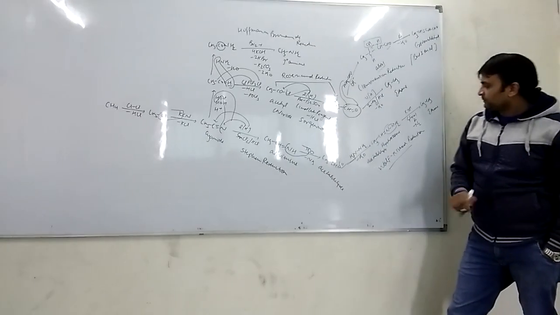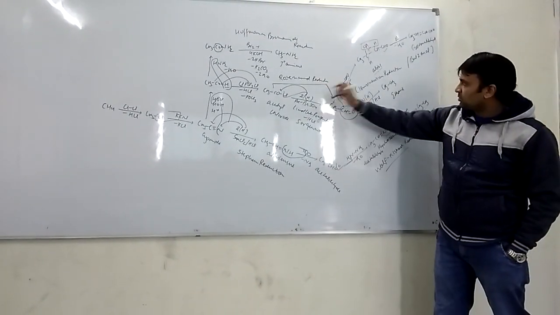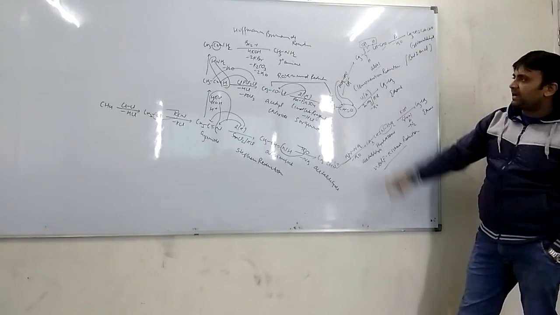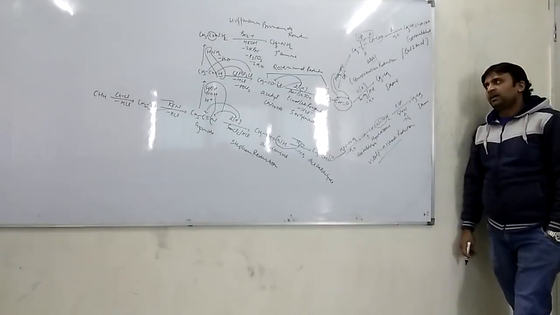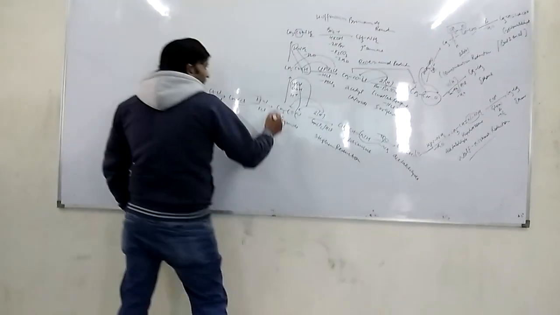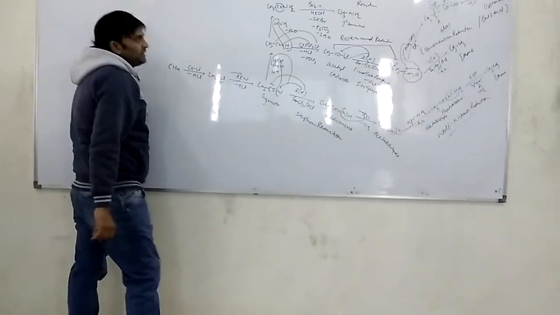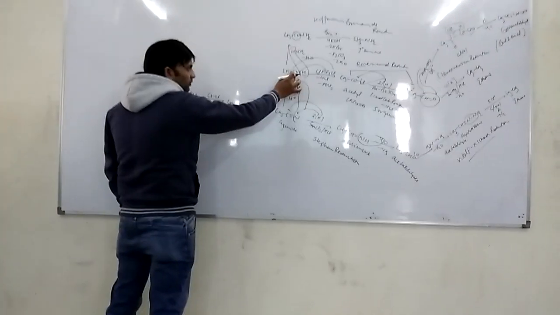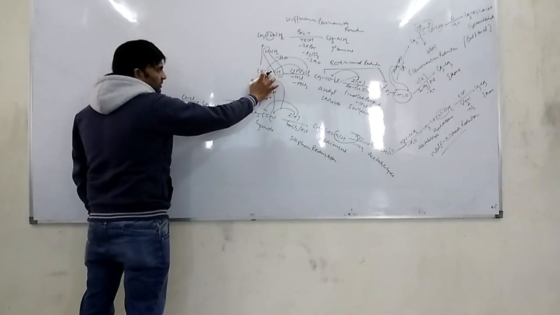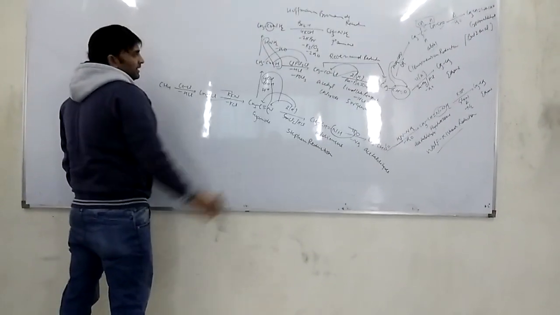This is Stephen, this is Wolf Kishner, this is Rosenmund, this is Clemmensen, this is Hoffmann bromamide, and this is aldol condensation. Now the next important reaction is this CH3COOH. This is the functional group, this is the alpha carbon and this is the alpha hydrogen.